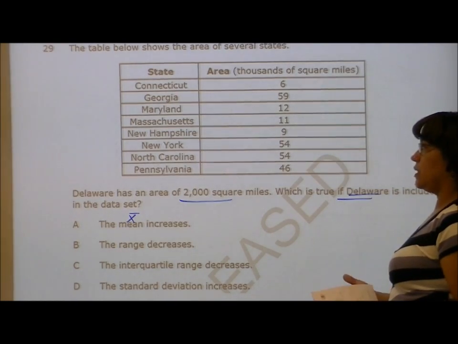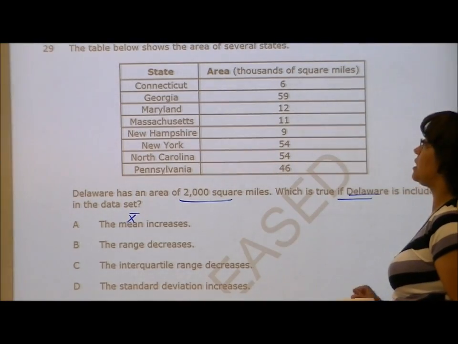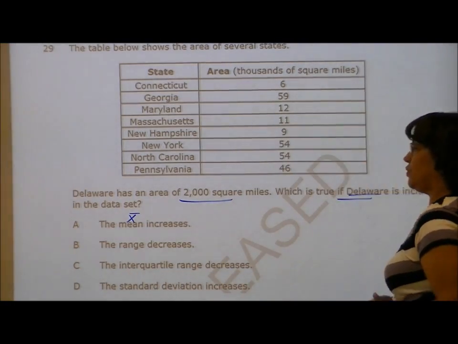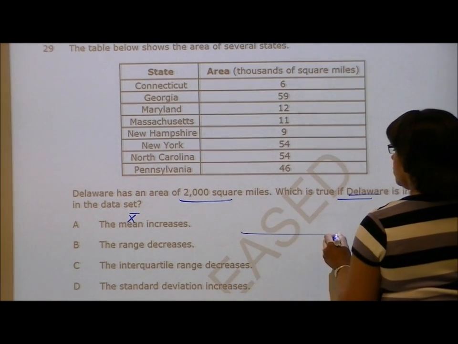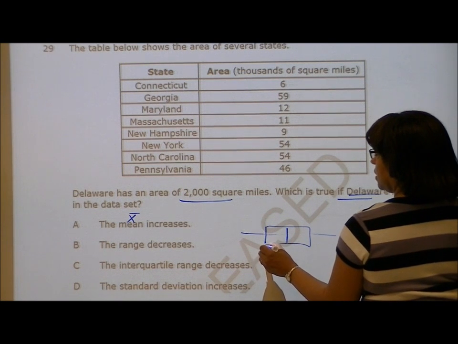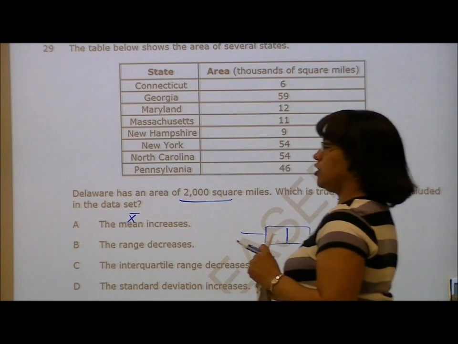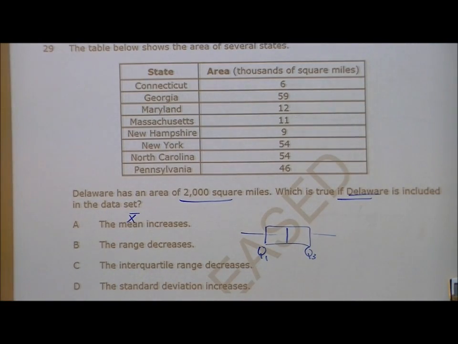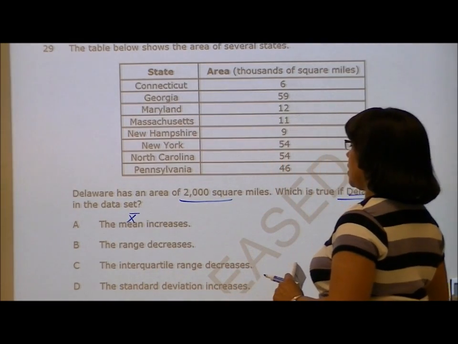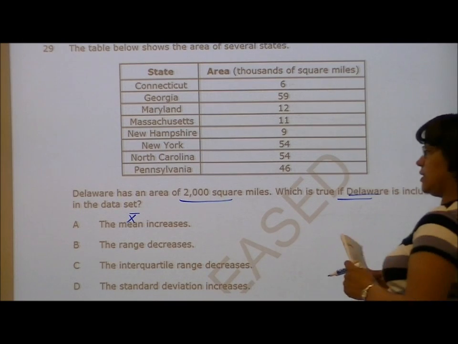The range decreases. Remember, the range is the maximum number, which is the highest, minus the minimum, which is the lowest. Let's see here. The interquartile range decreases. Remember, if you have a box and whisker plot, your interquartile range is going to be Q3 minus Q1, okay? So that's your interquartile range. So they're saying the interquartile range decreases, or the standard deviation increases. And the answer is D.